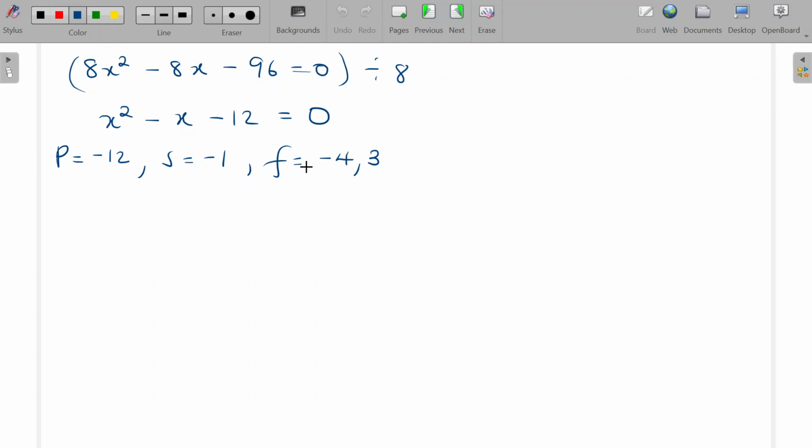Then for your factors, it is negative 4, 3. Two numbers, when you multiply them, you get negative 12. When you add them, you get negative 1. Negative 4 plus 3 is negative 1. Negative 4 times 3 is negative 12. So those are your factors.